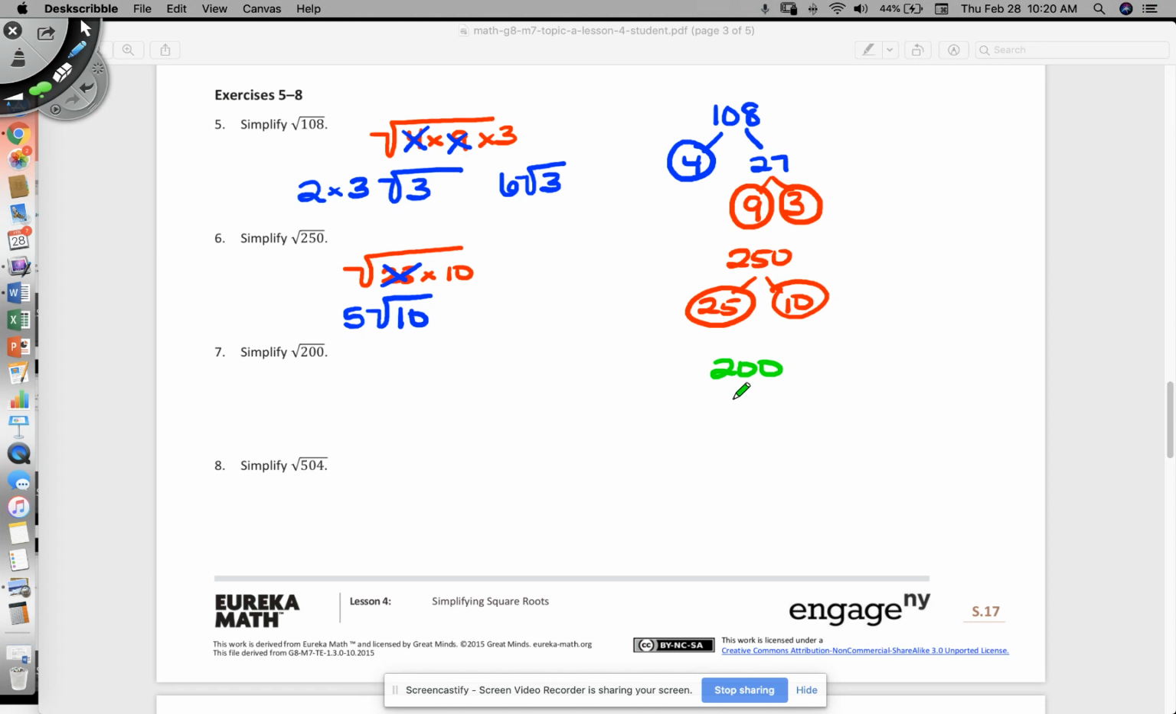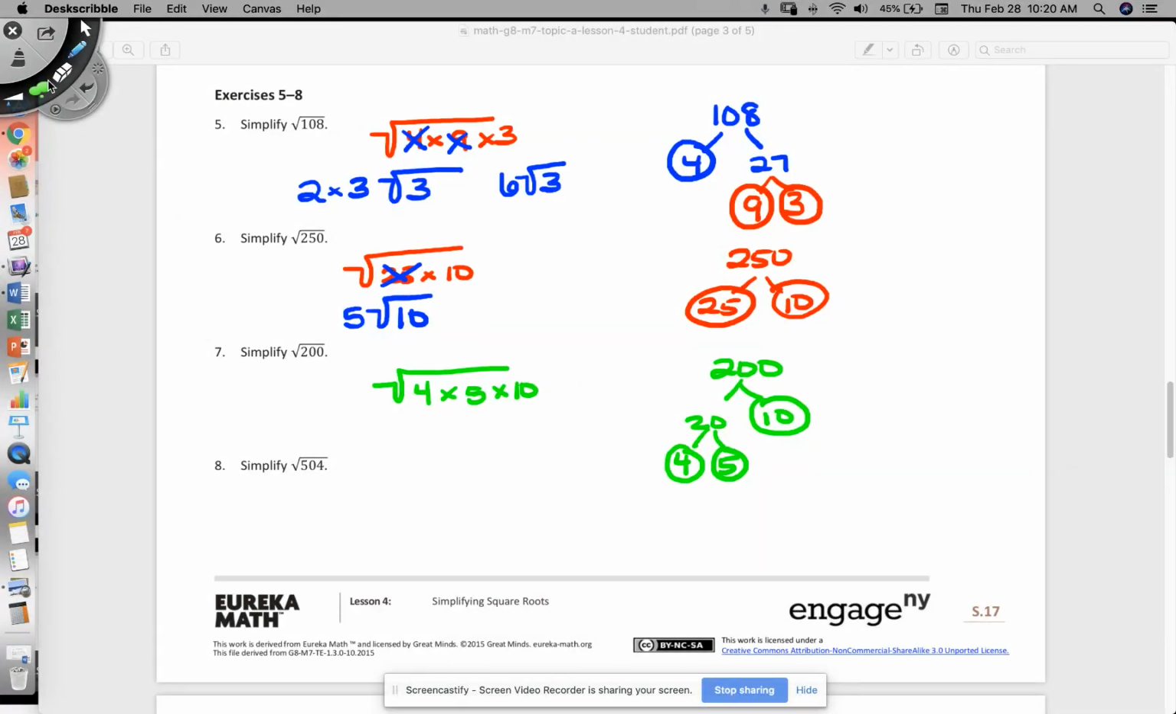Now I can't use, well, yeah, I guess I can use 20 and 10. Let's try that. 20 and 10. Okay. Now 10 can't go any further, so I'm going to circle that. But my 20 can be broken into 4 and 5. Now 4 is a perfect square, and 5 cannot be broken down any further. So I'm going to keep all 3 of those. So I'm going to say the square root of 4 times 5 times 10.